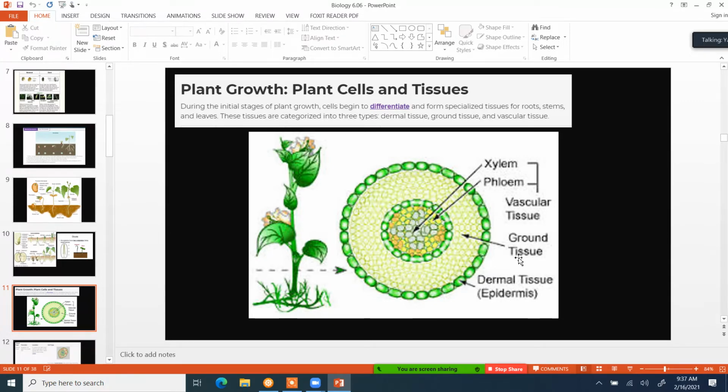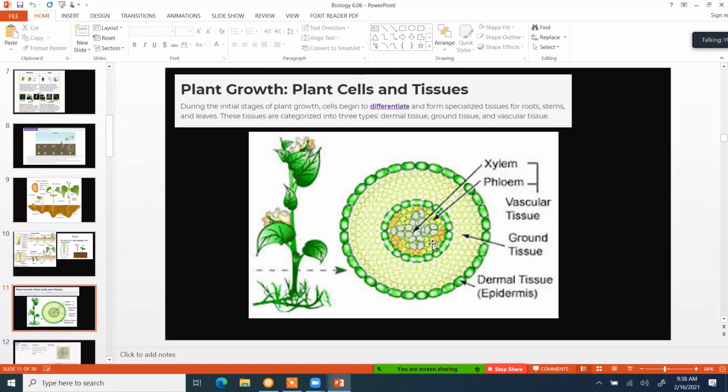It has ground tissue. Ground tissue is a place where a lot of the work of the plant for growth is done. It has tissue that grows and tissue for storage. Suppose the plant makes a lot of food, it stores the sugar and nutrition in the ground tissue. All right, vascular tissue. Does anyone know what vascular tissue is? What do you think that does?